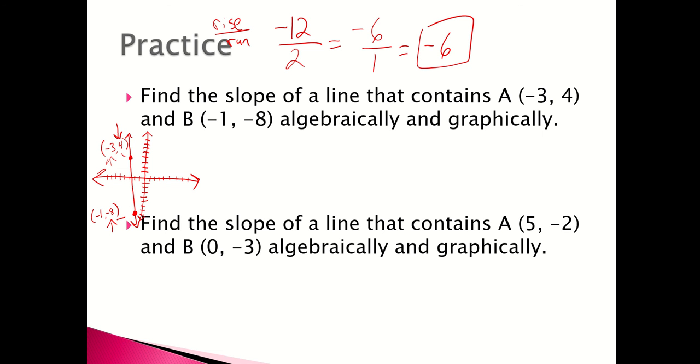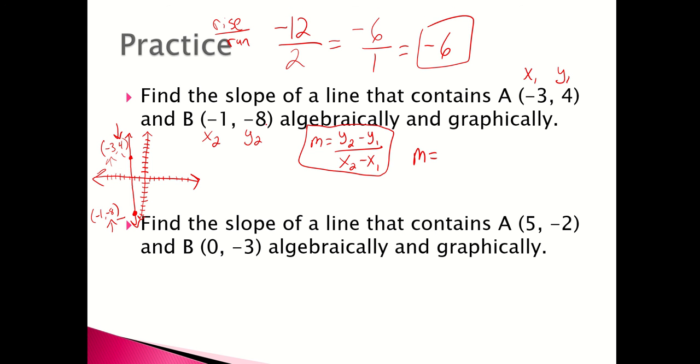Now let's find it algebraically. Remember, it doesn't matter which x coordinate you call x1, but it's always paired with y1. And then the other x coordinate becomes x2, and it's going to be paired with y2. So remember, the slope is equal to y2 minus y1 over x2 minus x1. I would advise you to write this down every time you use it until you have it memorized.